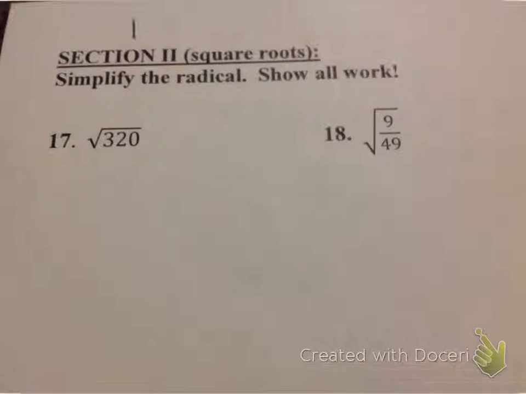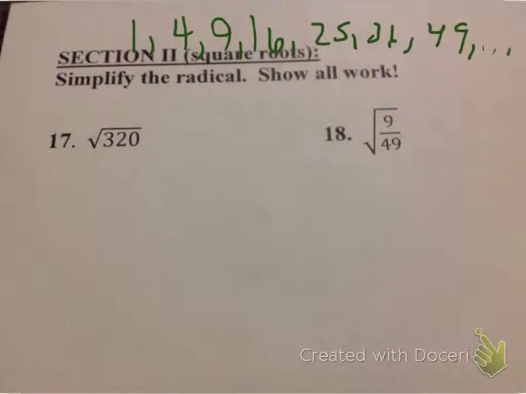Remember that the perfect squares are going to be 1, 4, 9, 16, 25, 36, 49, on and on and on. Okay, there's a whole bunch of them. The smallest one, other than 1, is 4. So I always check to see, is this divisible by 4? So 320 is divisible by 4. It's 4 times 80.